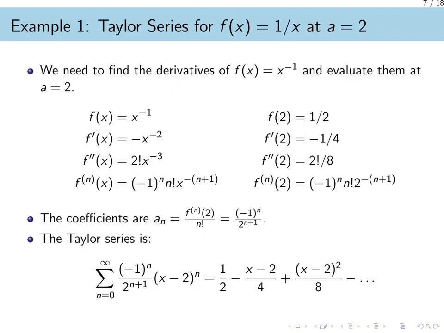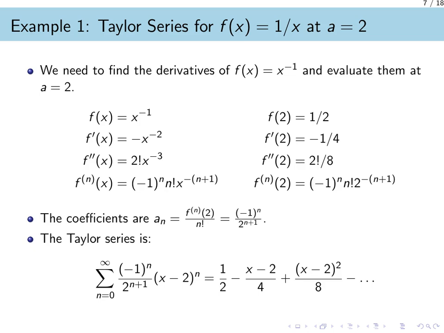To build the Taylor series for the function 1 over x centered at a equals 2, we must first calculate the series coefficients. This process involves repeatedly taking derivatives of the function and then evaluating them at the center point. Let us start by finding the first few derivatives of f of x equals x to the power of negative 1. The first derivative is negative x to the power of negative 2. The second derivative is positive 2 factorial times x to the power of negative 3.